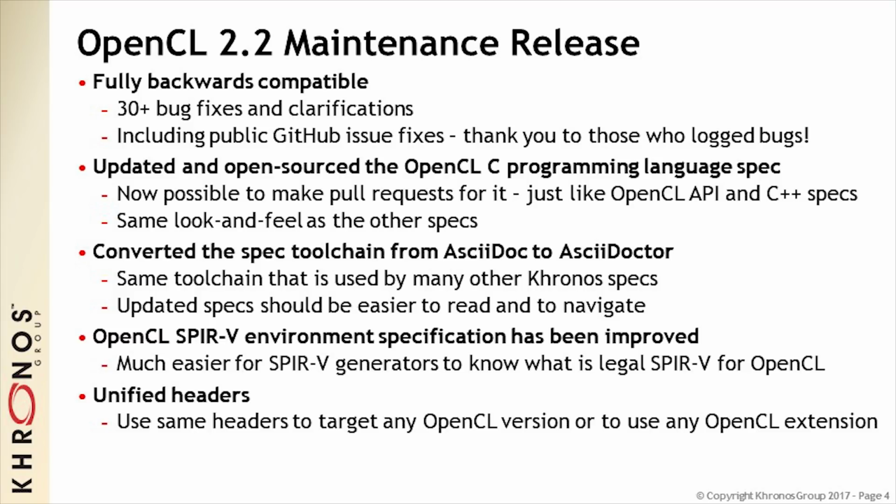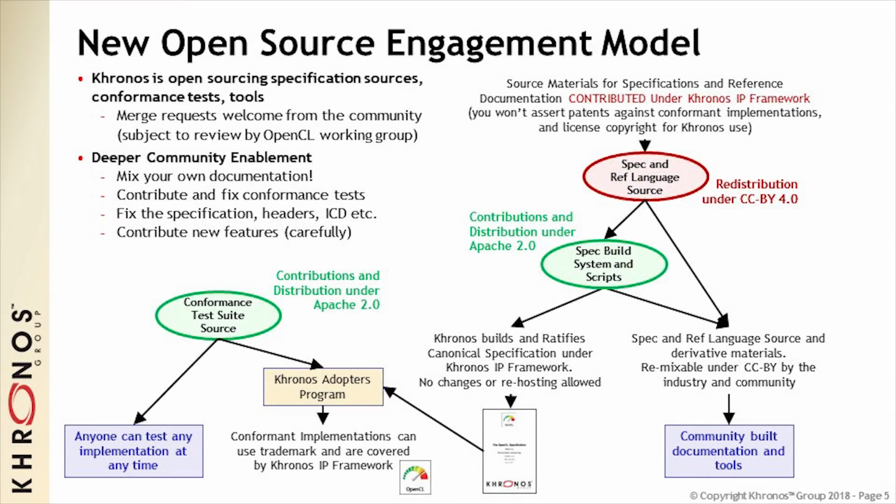But probably more importantly for developers, this OpenCL SPIR-V environment spec. The environment spec is the spec that defines which parts of SPIR-V OpenCL uses. We've improved that spec, so if you're writing compiler front ends, it should be a lot easier for you to figure out what's valid SPIR-V for OpenCL. And last but not least, we've unified headers. So now you can use one set of headers for all the different versions of OpenCL and all of the extensions. So nothing too glamorous, but important as we continue to make OpenCL a more reliable platform.